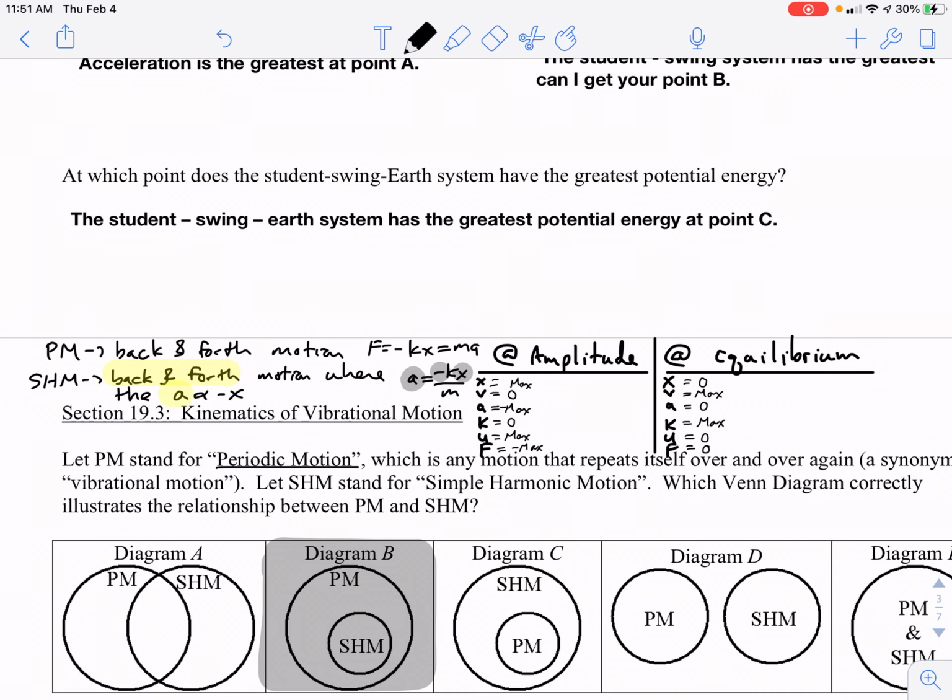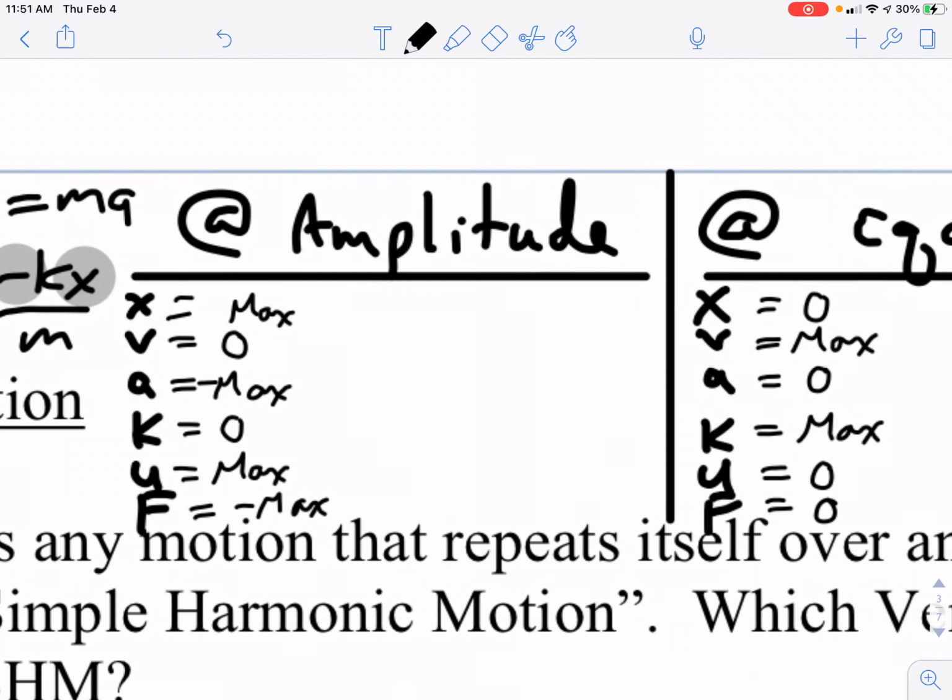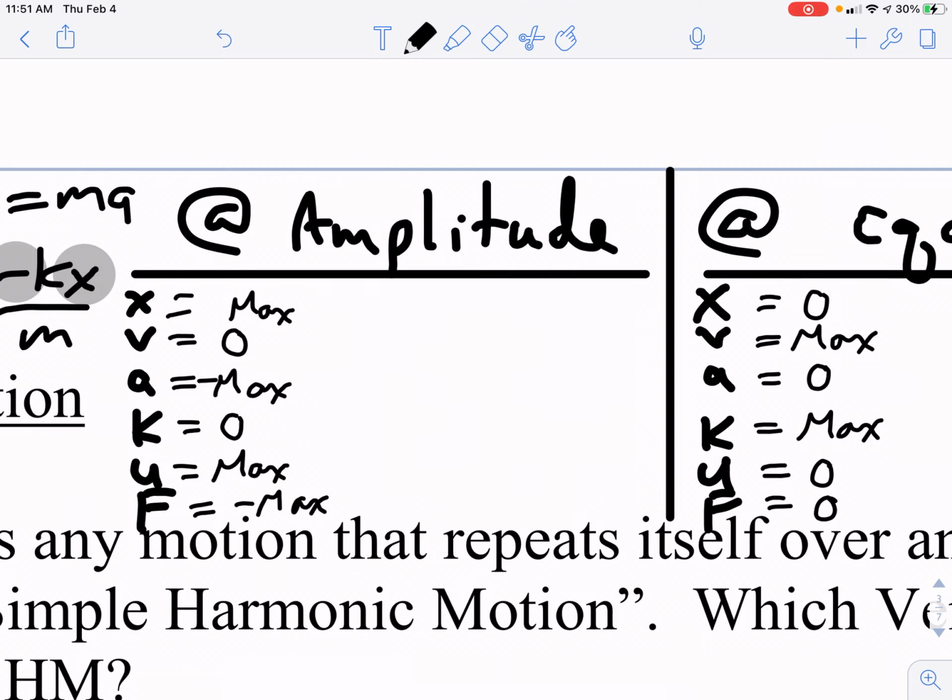Recall that at the amplitude position, displacement is a maximum. At the amplitude position, your object stops, changes direction, and goes the other way. Therefore, velocity is 0 because it has to stop in order to change direction. If velocity is 0, kinetic energy is also 0 because kinetic energy is 1/2 times mass times velocity squared.